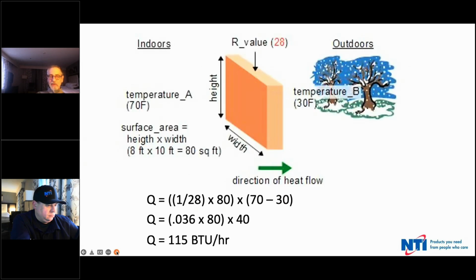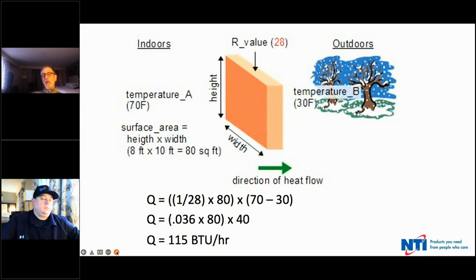So that looks like this here. If we were looking at the heat loss through this 8x10 wall, and we did the calculations at an R value of 28, that wall would lose 115 BTUs per hour at that particular temperature differential. So that's with maintaining 70 in the building and an outdoor temperature of 30.